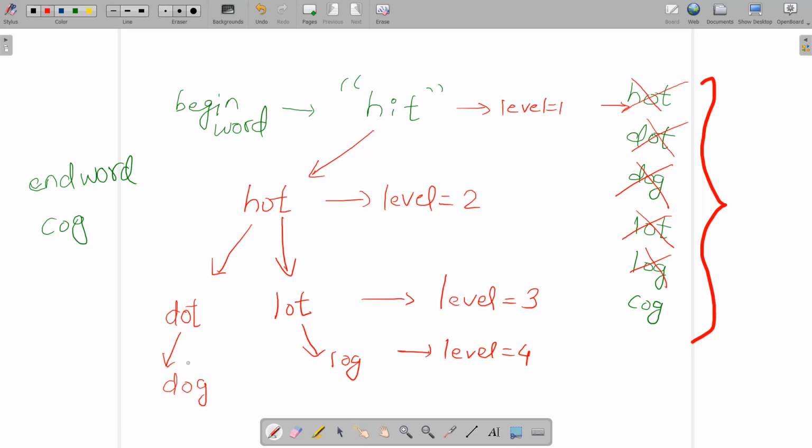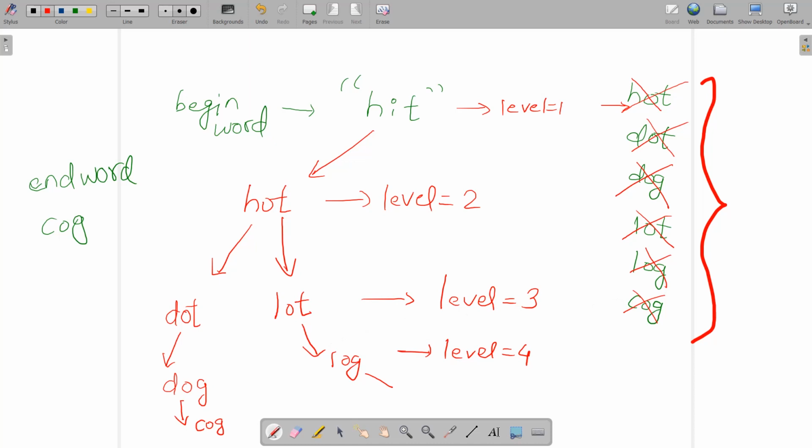Can we move from DOG to COG? Yeah, we can move. So I will write down COG. And there also exists a move from LOG to COG. Yeah, you can make that, but you need to find the shortest transformation sequence. We are not trying to find out the path. We need to find the value, the shortest transformation sequence, like the level. So we are not interested in paths. As soon as we reach the value COG, we will just eliminate it from our dictionary.